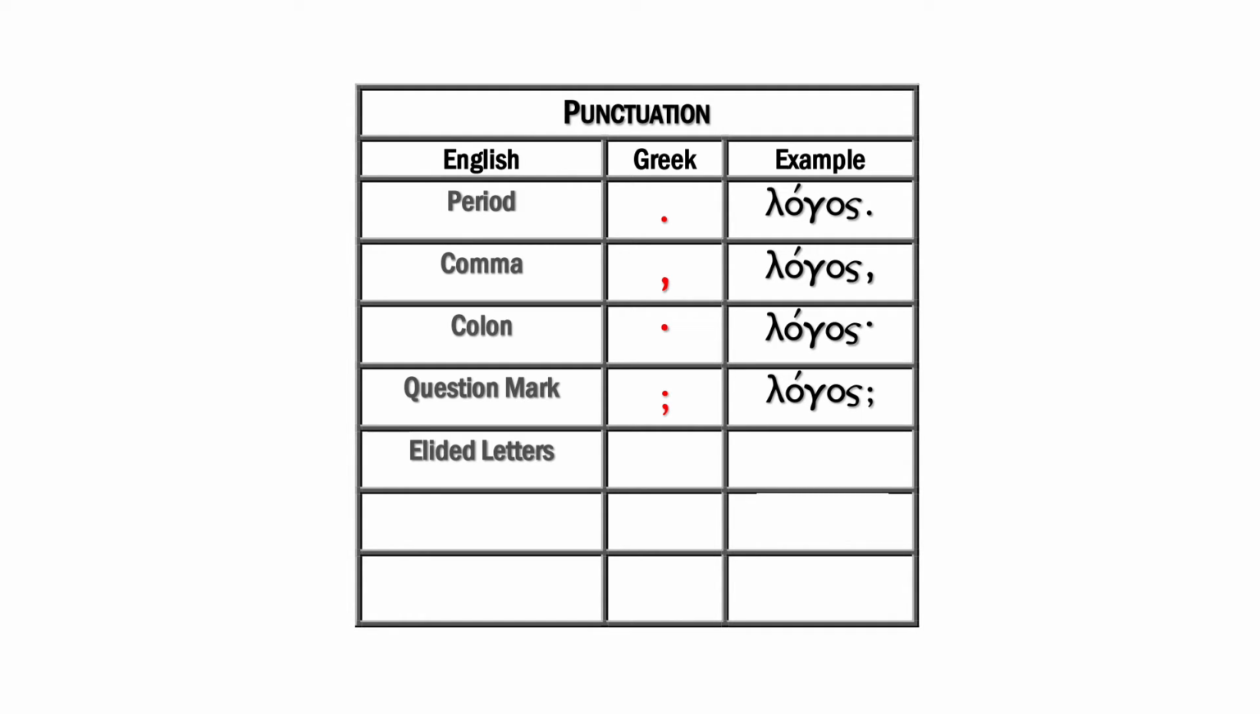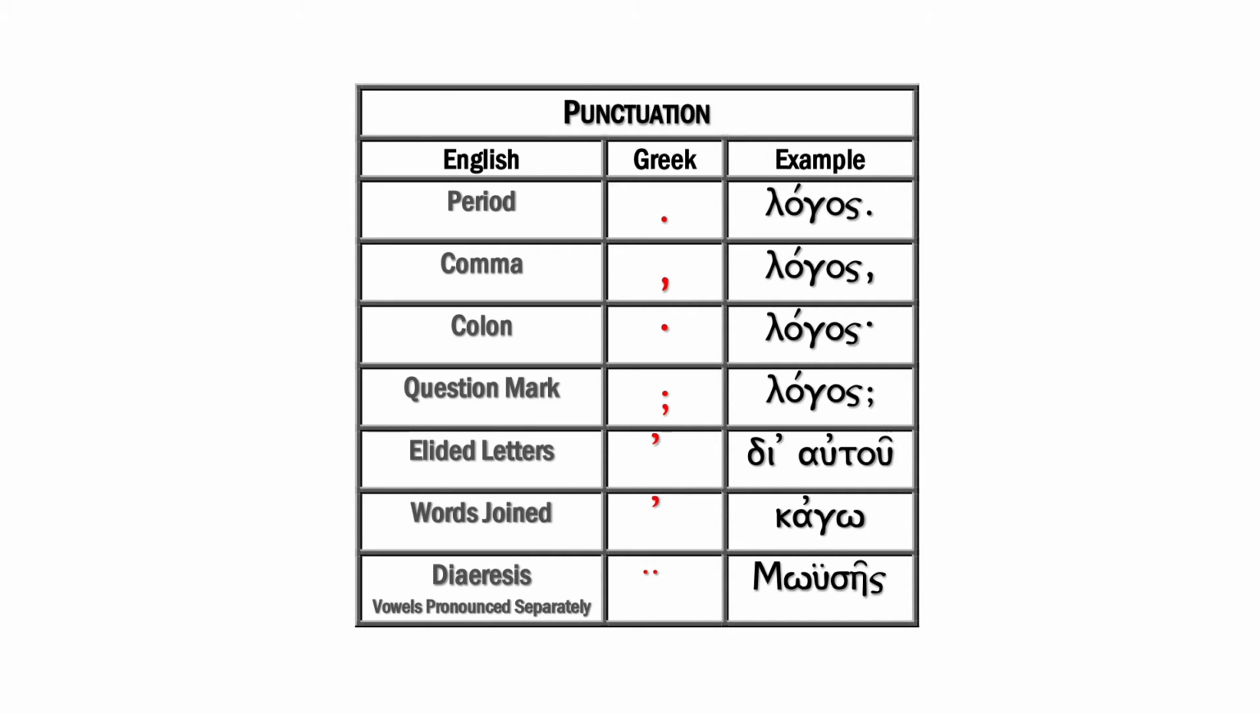Contractions in English are similar to contractions in Greek. We use an apostrophe in English to remove letters, same with Greek. You can see that in dia, the alpha has been removed. And when you join words in Greek, use an apostrophe when you remove vowels and join the words together, as in kago, which used to be kai ego. Now diaeresis, we don't have that in English, but it's basically just 2 dots above the vowel when you want to pronounce the vowel separately, as in Mouses.